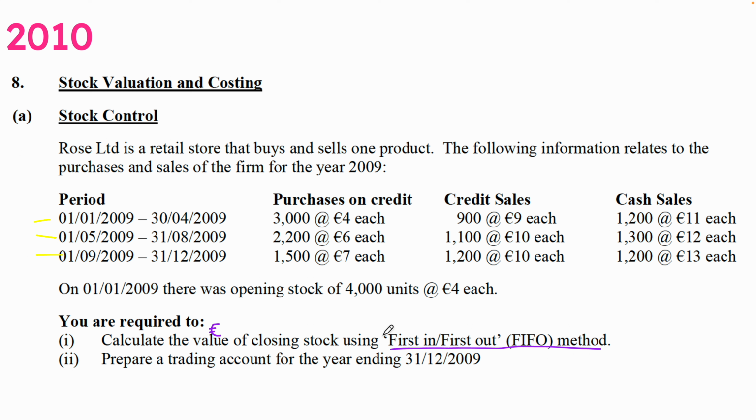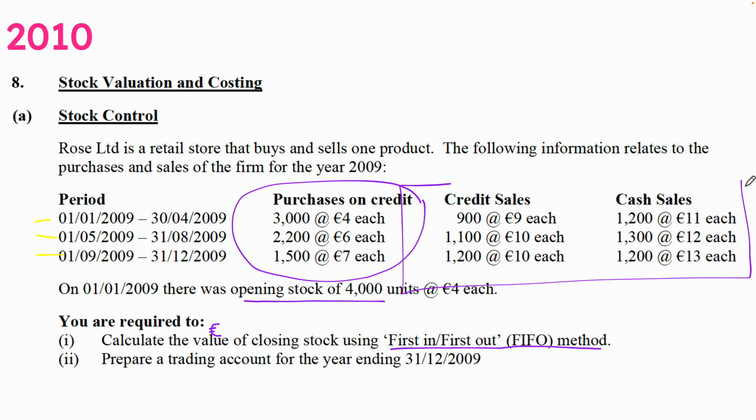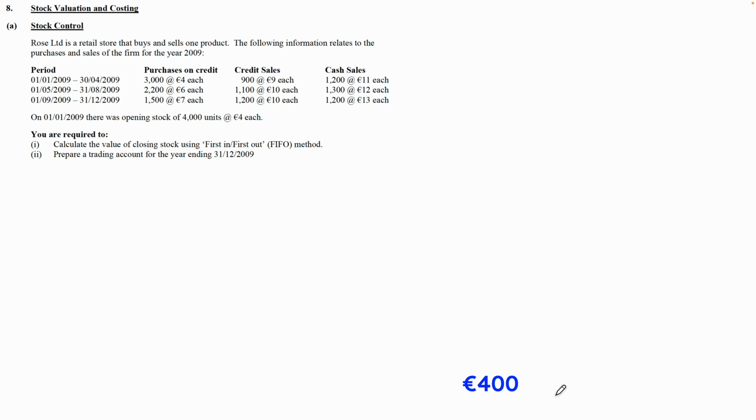So what we need to do first is we would need to know how many units of closing stock there are. So how many units of closing stock do they have? If you think about it, at the start of the year, they had opening stock of 4,000 units. Then during the year, they purchased loads of units, and then they sold loads of units. So we have to see what they have left at the end of that. So we've got opening stock there, 4,000 units.